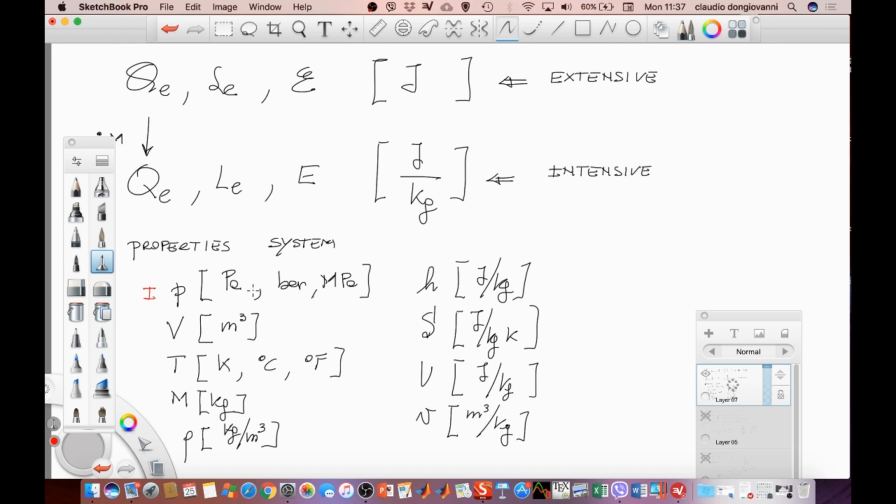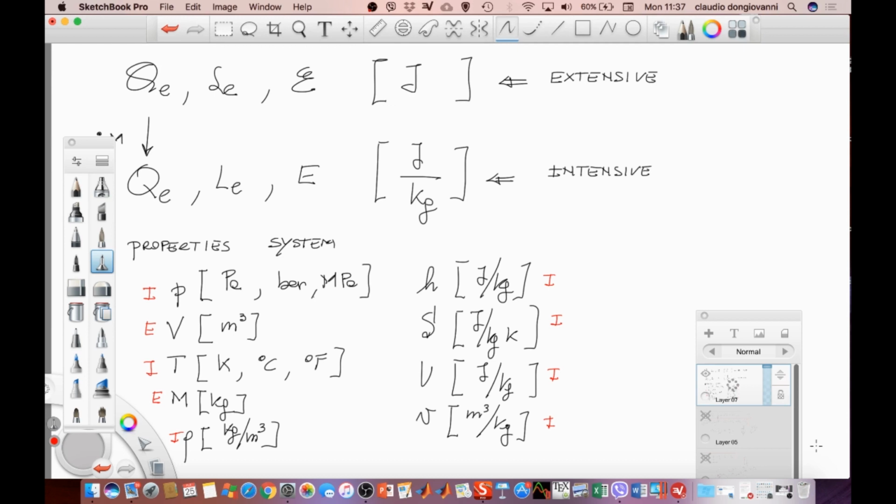Volume? Extensive. Temperature? Mass? Extensive. Density? Enthalpy? Okay. So the properties that obviously don't change by changing the mass are intensive. These are properties of this type. The temperature obviously does not change by changing the mass. Always 10 Kelvin. Okay? It does not matter if you have 1 kilogram or 10 kilograms.